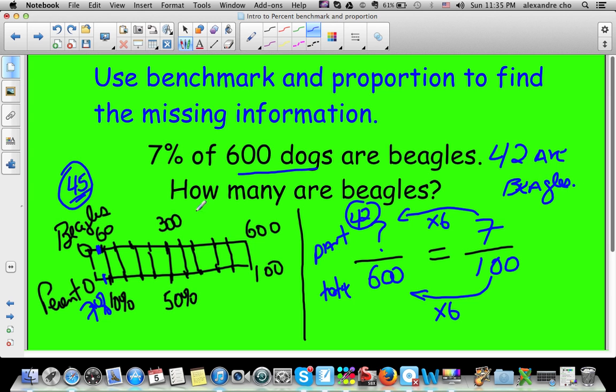Look how close we were. Here we estimated that about 45 were beagles, but in fact it's 42. So this side here helped us almost double check our answer. I knew it had to be somewhere around the 40s, and we ended up getting 42. Very, very close.